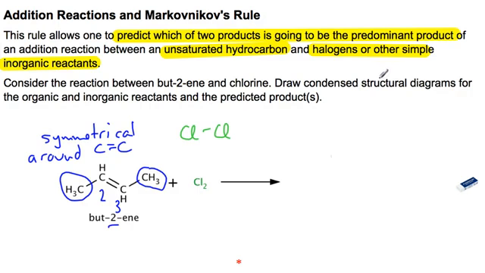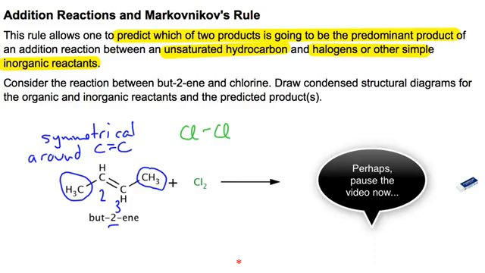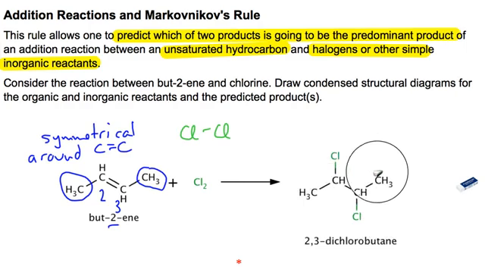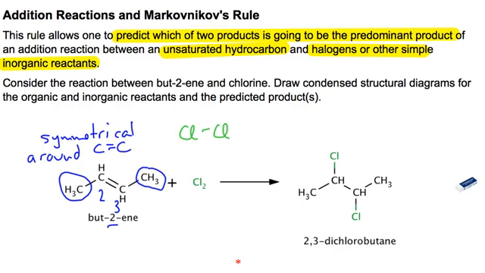So just take a second. You should be able to predict the product of this addition reaction, based on butene having its double bond broken and adding chlorine across it. So see if you can even just name it. So if you did name it, you would have named it 2,3-dichlorobutane. So there's the product, 2,3-dichlorobutane.